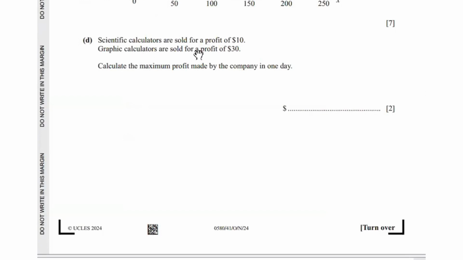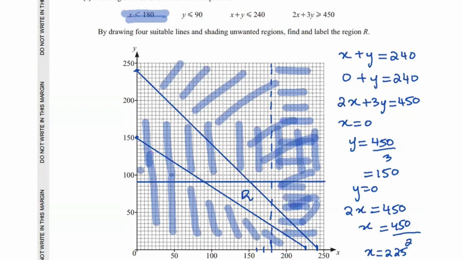Then it says scientific calculators are sold for a profit of $10. Graphic calculators are sold for a profit of $30. Calculate the maximum profit made by the company in one day. To find the maximum profit, you need to find the maximum number of calculators we're making in the profitable part over here. So for that, it's 90 and it is 150. So for y, it's 90, and for x, it's 150.